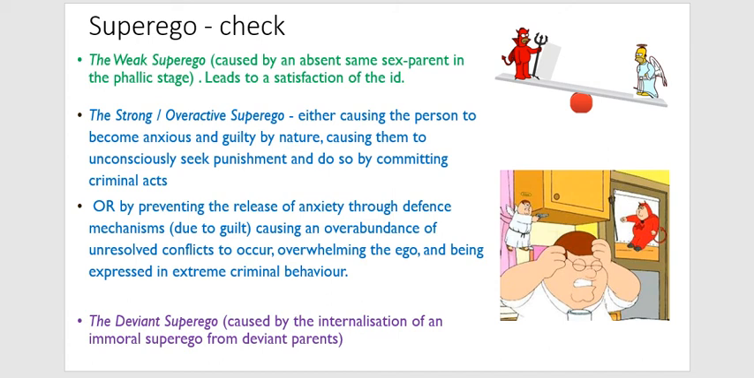If we have a strong or an overactive superego, it either causes the person to become anxious and guilty by nature, causing them to unconsciously seek punishment, and therefore they do so by committing criminal acts, or it prevents the release of anxiety through defence mechanisms, causing an overabundance of unresolved conflicts to occur, overwhelming the ego, and being expressed in extreme criminal activity. Or a deviant superego, which is caused by the internalisation of an immoral superego from deviant parents.